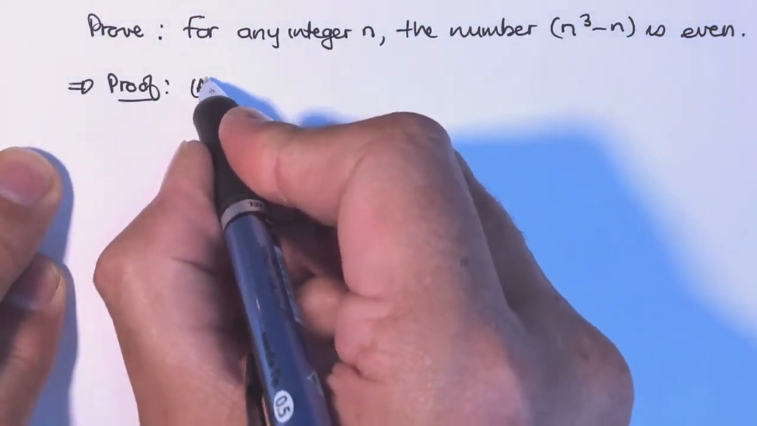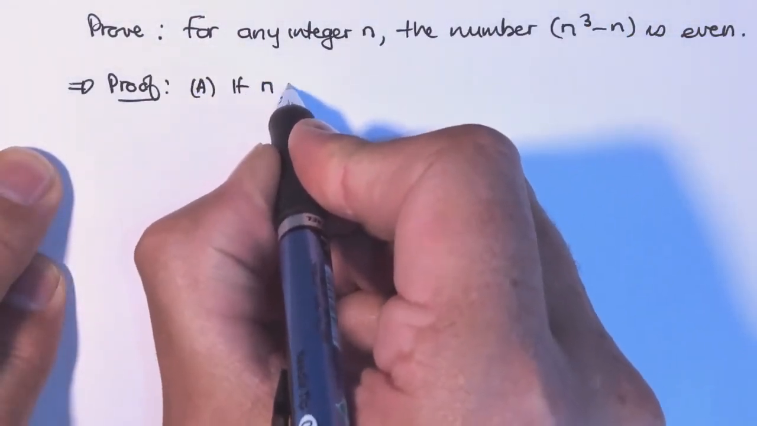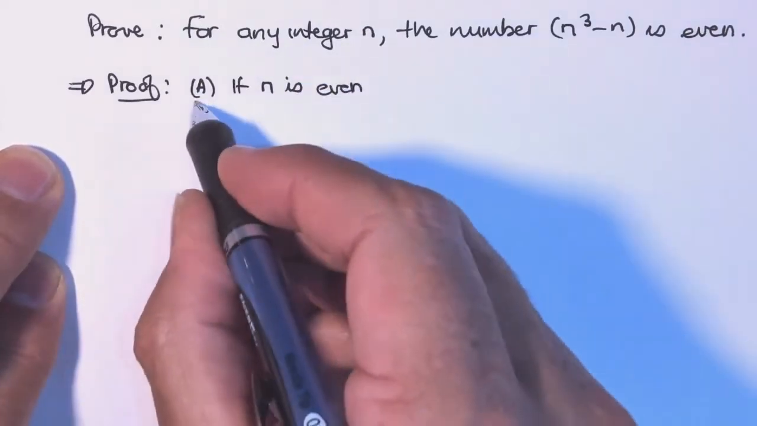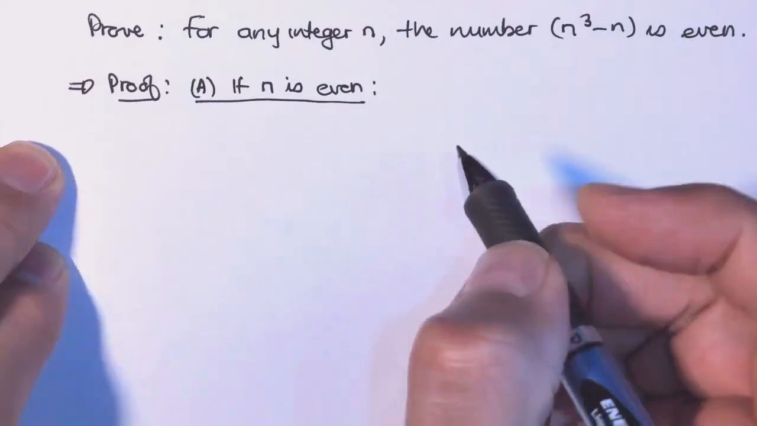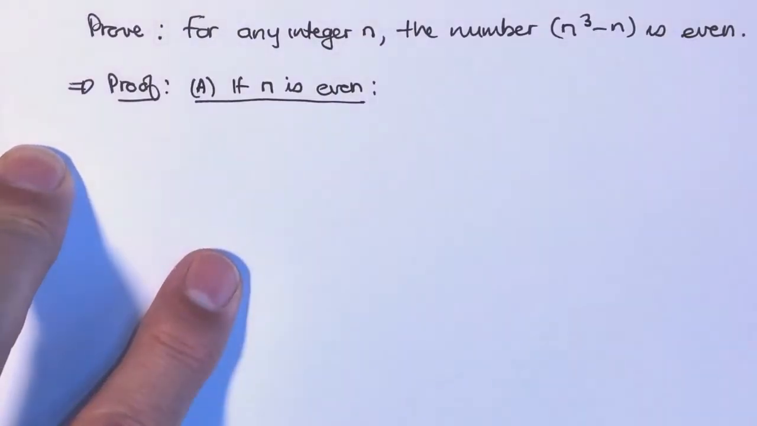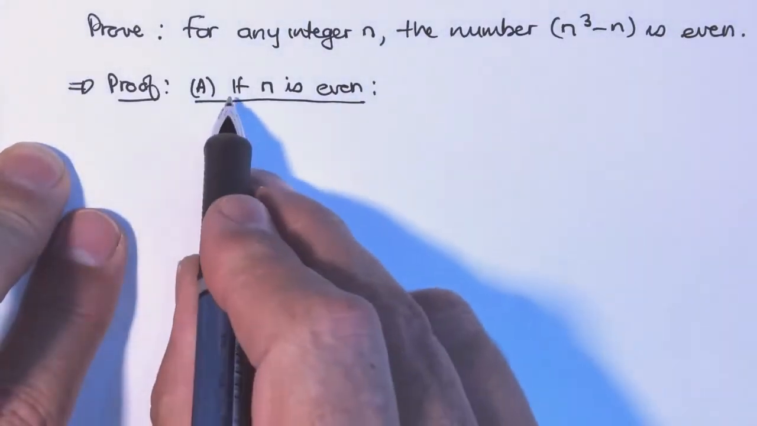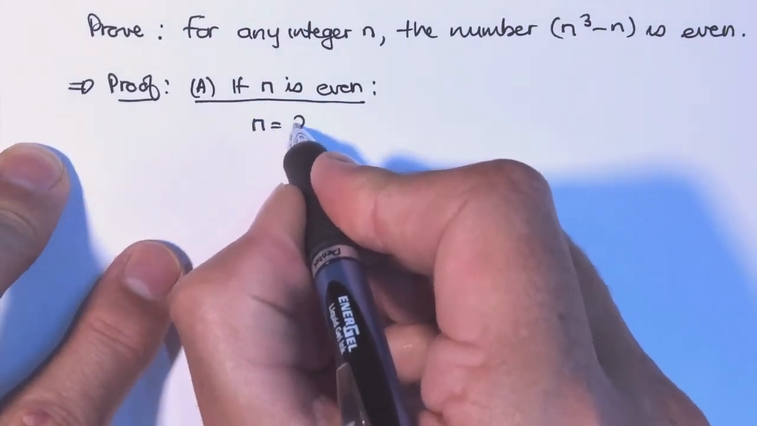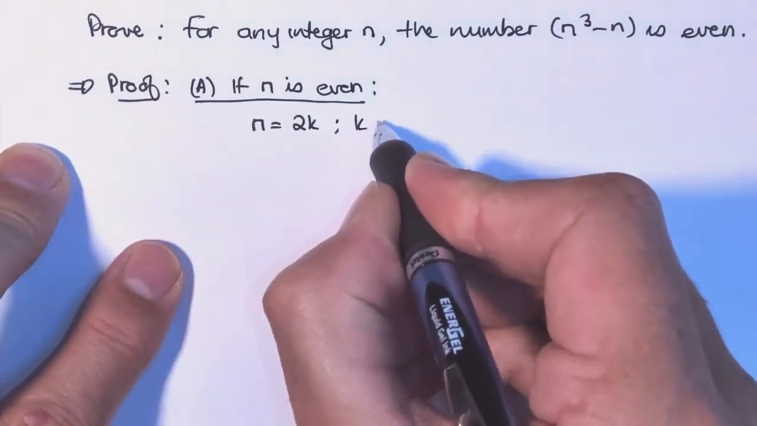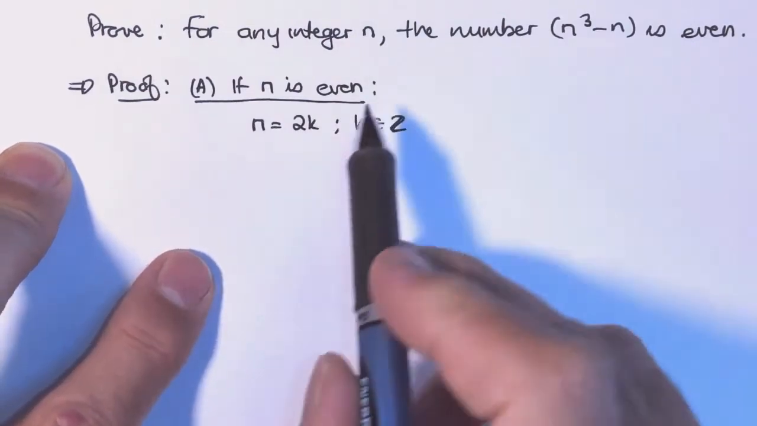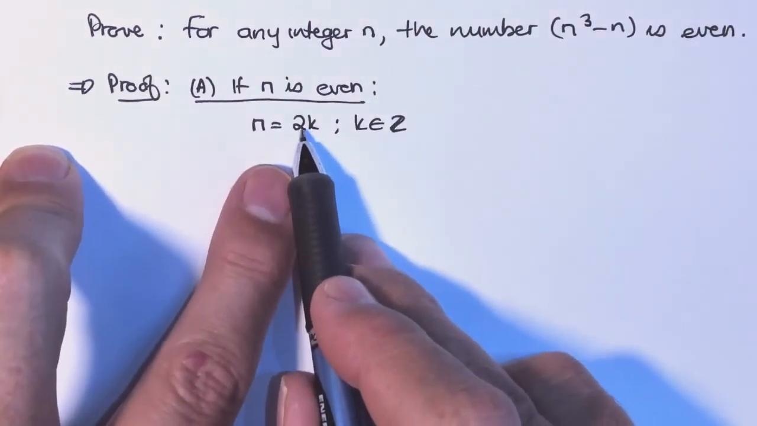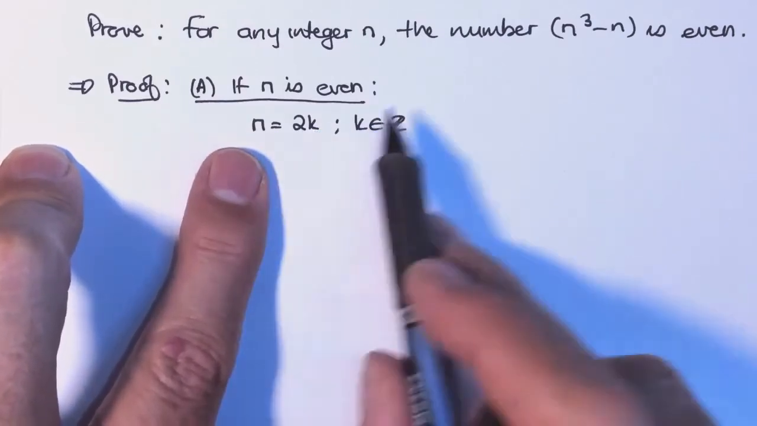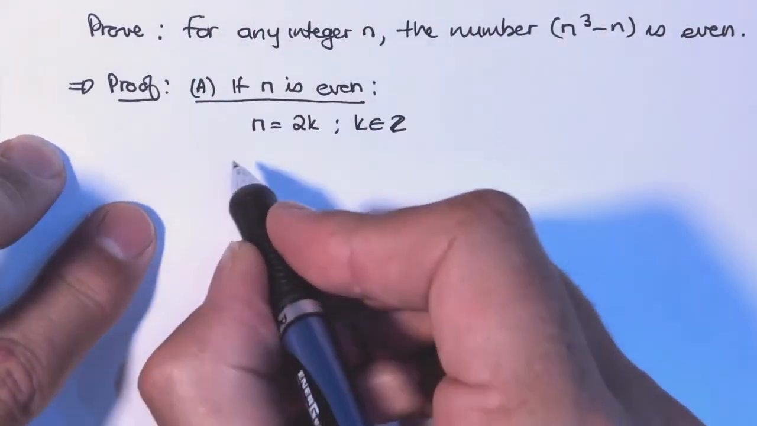The first case: n is even. We're going to work first with n that is even. Now, we've done this so many times. What does it mean if n is even? It means that n can be written as 2k, where k is an integer. So n can be written as a multiple of 2 in plain English. Now, what does that mean for this statement? Let's have a look.